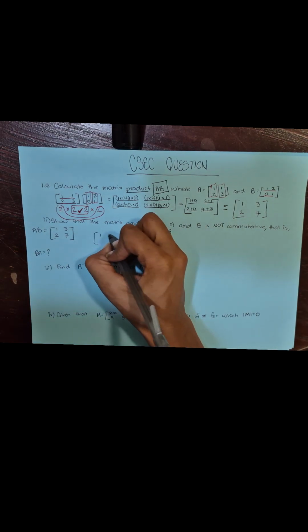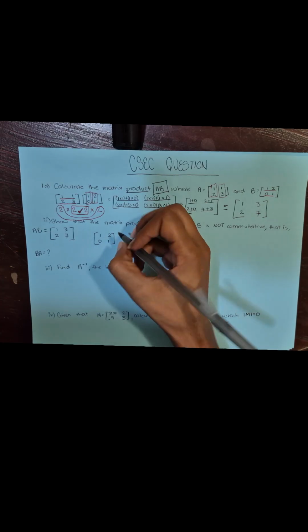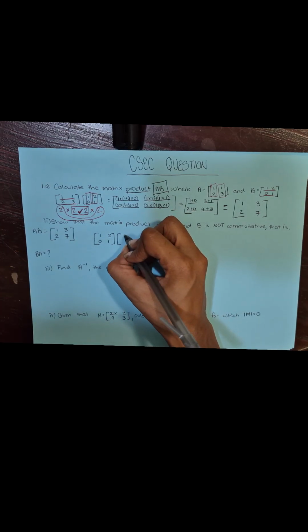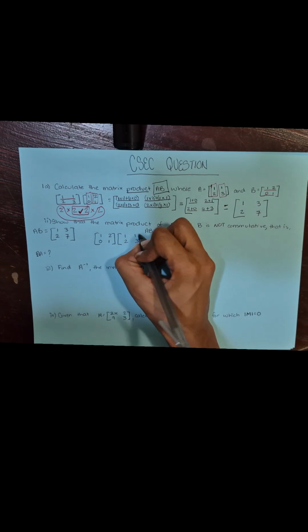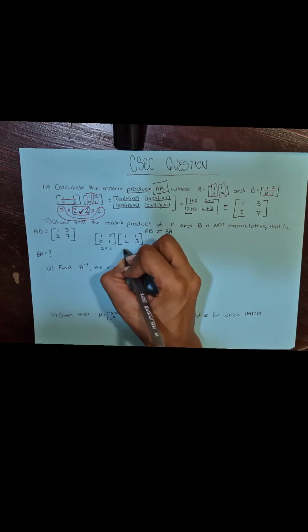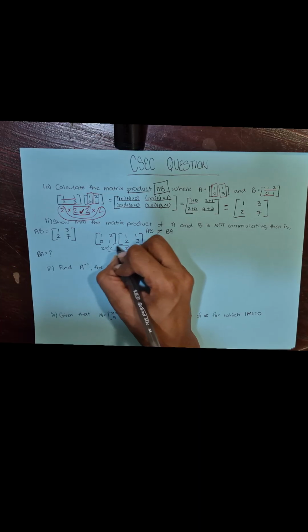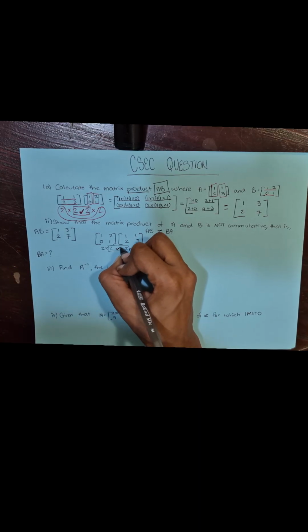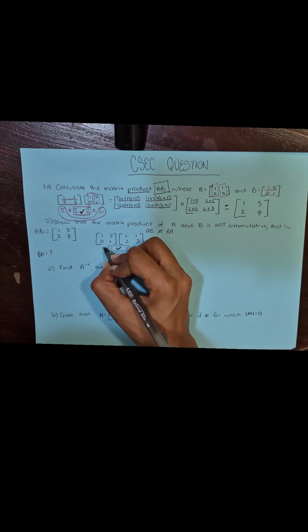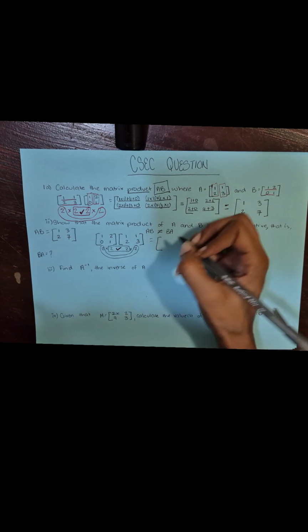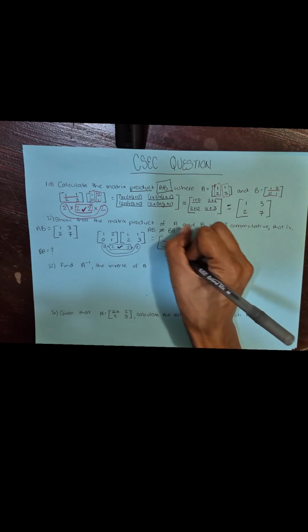Before we can find it, we have to line them up in that order. So B first this time, 1, 2, 0, 1, and A second this time, 1, 1, 2, 3. We already know their orders. They're both 2 by 2s. So that means yes, this is possible. And our answer matrix will be a 2 by 2. So, boom, that's 4 things.